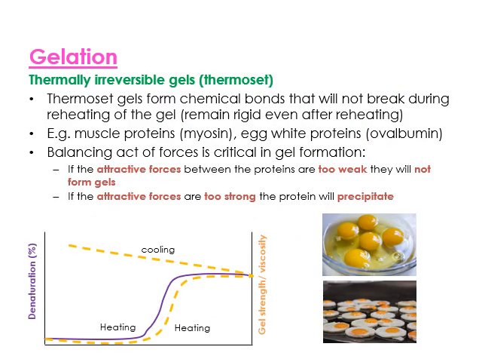There are two different types of gelation. It can either be thermoset, or we call this a thermally irreversible gel. A good example of a thermoset gel is egg. Raw egg is a very viscous liquid, but upon heating, this protein will aggregate and undergo the gelation process, and what you have is this white opaque gel, a solid gel.